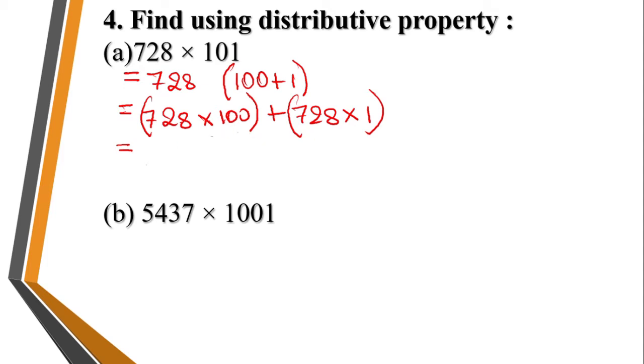Now 728 into 100. We can do it, but it's a bit difficult; it would be a long process. So here we'll do a short process. We'll ignore the zeros and just multiply 728 into 1, which will give our answer as 728. Again, we ignored the two zeros, so we will add them back. We will get our answer as 72,800. And 728 into 1 is 728, so this will come as it is. Now we should do 72,800 plus 728.